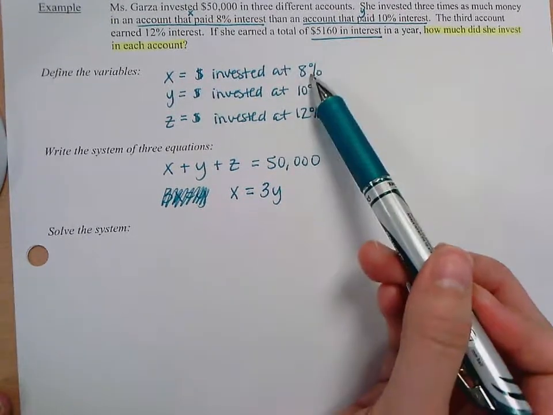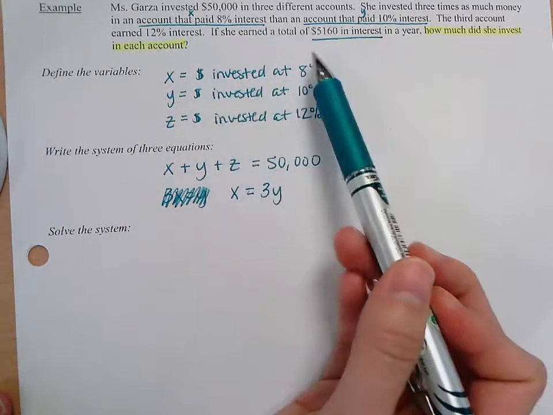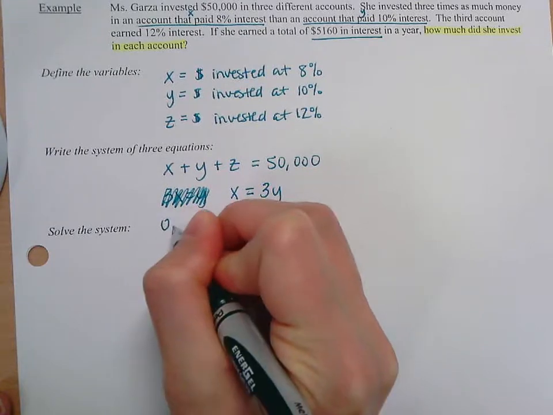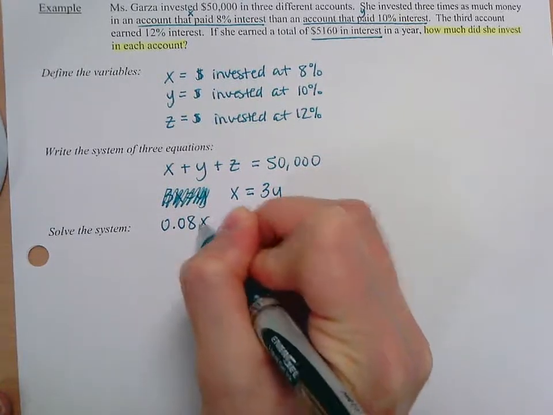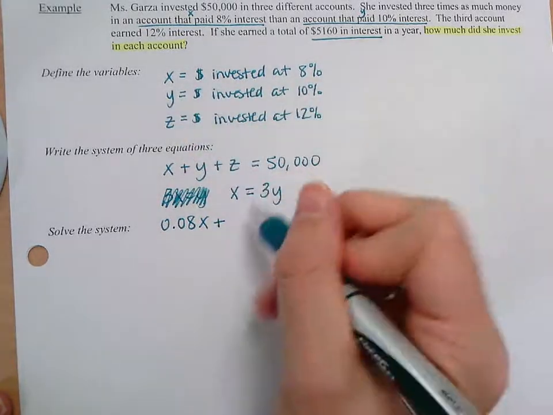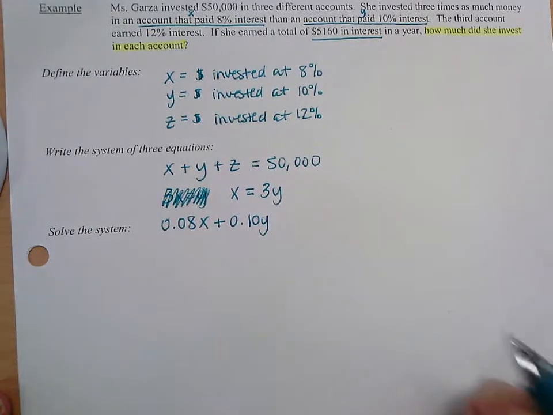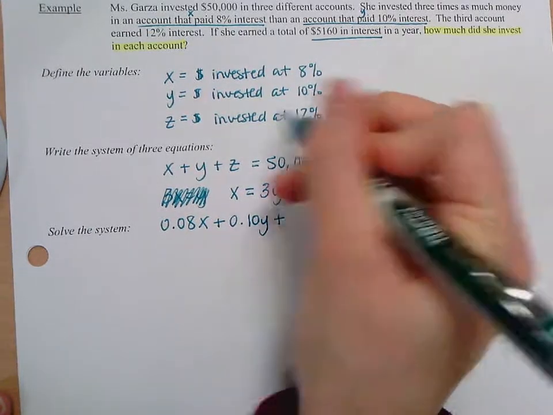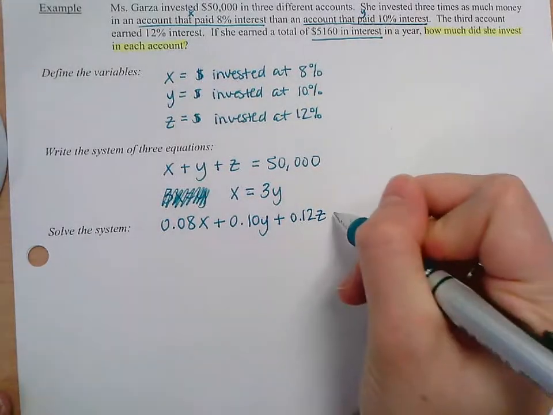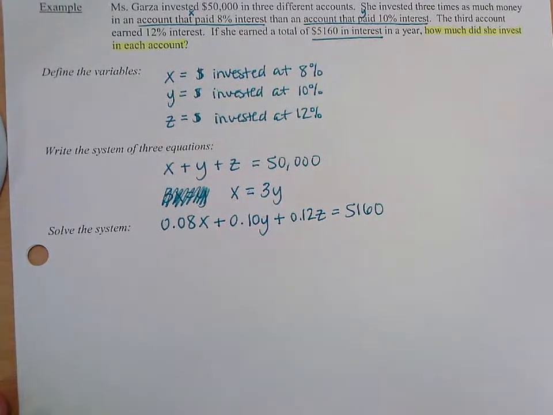So it would be 8% of the amount invested here. So 8% of X. So I would have as a percent, that'd be 0.08X plus 10% of Y. So 0.1 or 0.10y plus 12% of z, so 0.12 times z, and that should equal the total amount of interest, so 5,160.